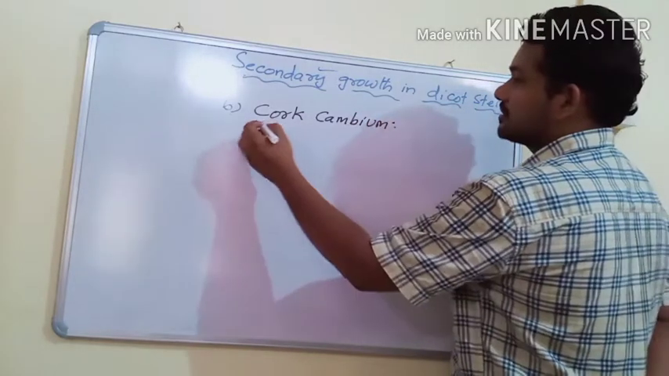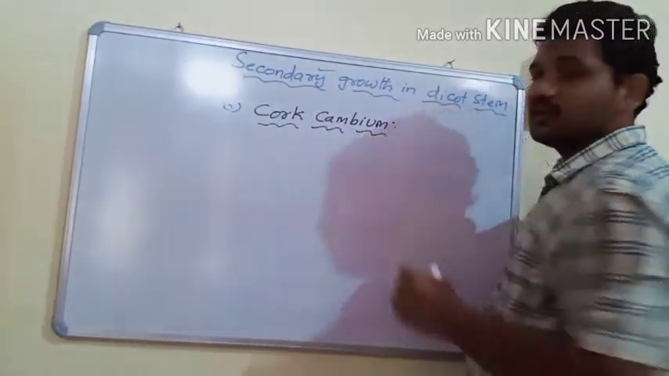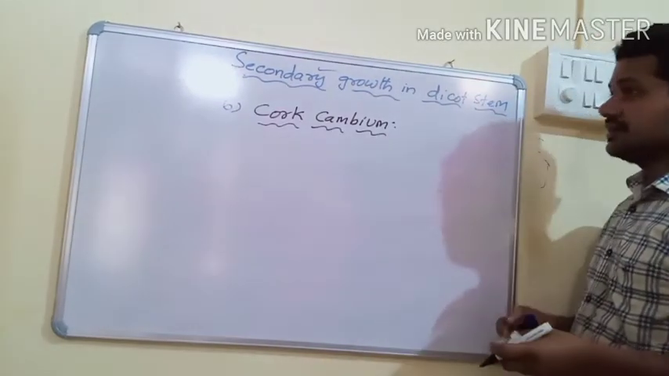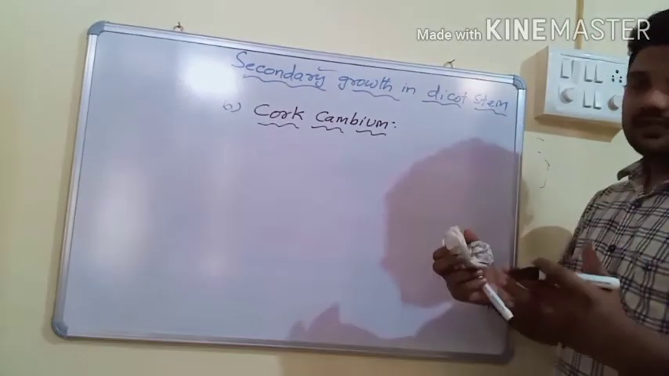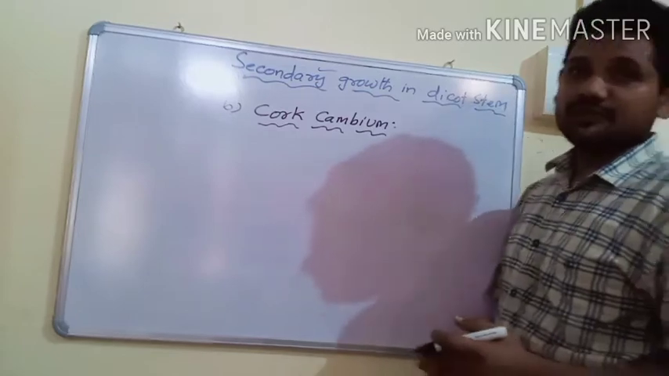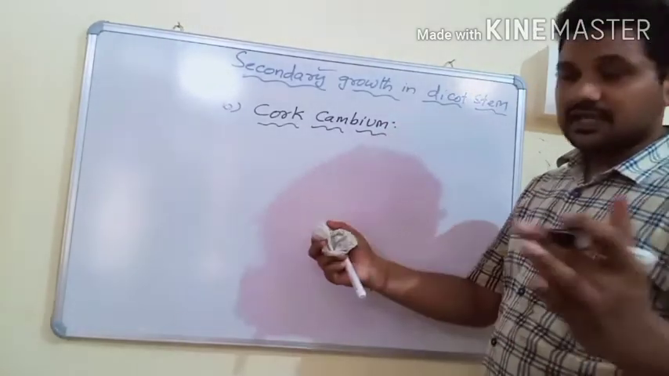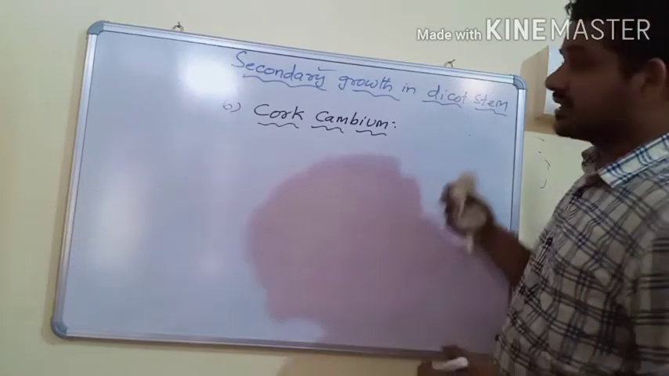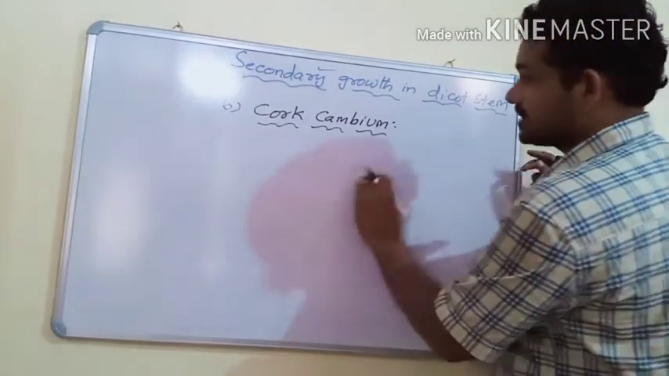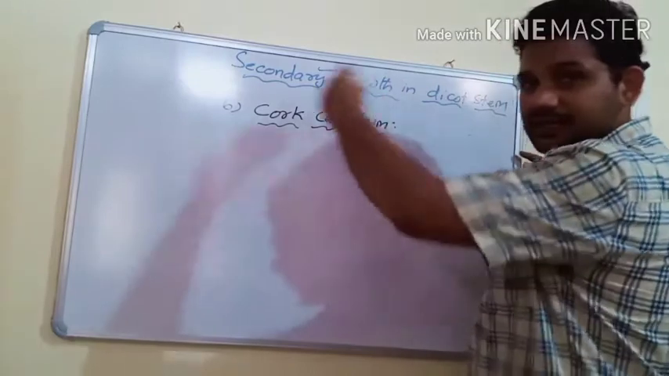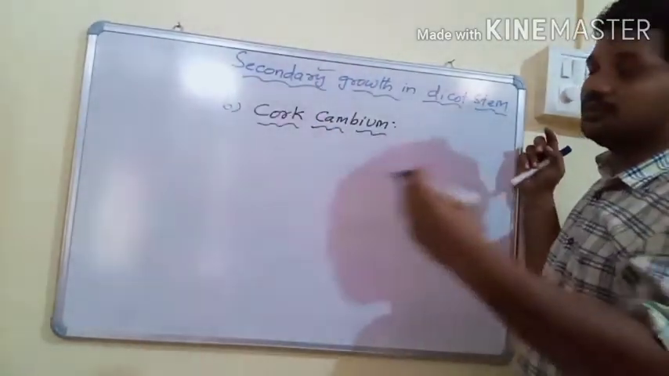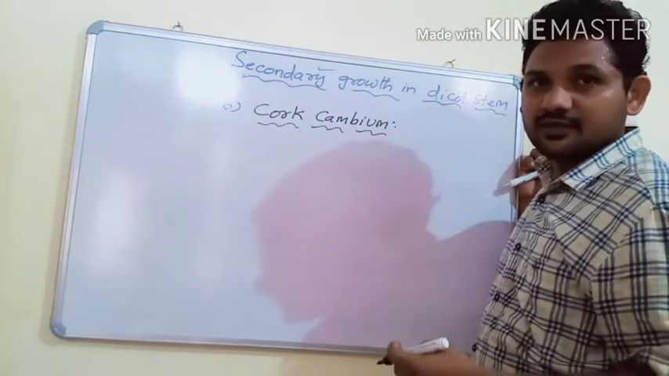So as dicot stems continuously grow in width and girth, the girth of the dicot stem increases due to continuous formation of secondary xylem and secondary phloem. As a result, the outer cortex and epidermis are broken. So they need to be replaced by another protective layer.